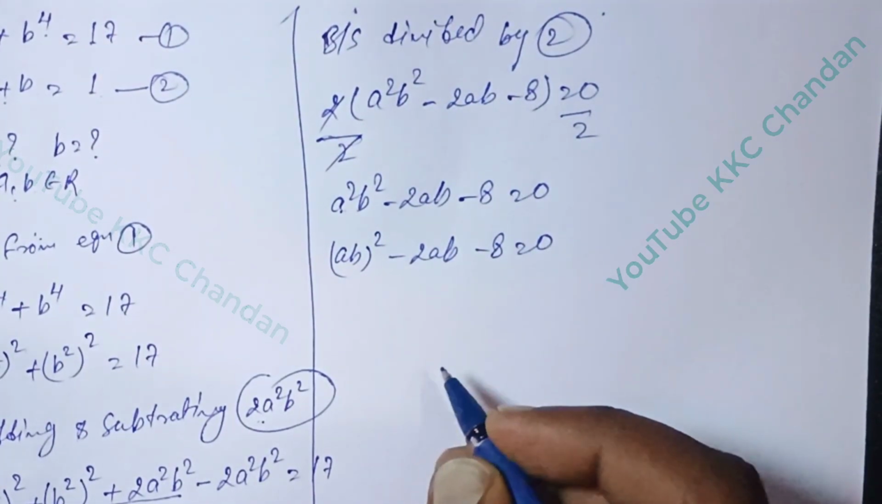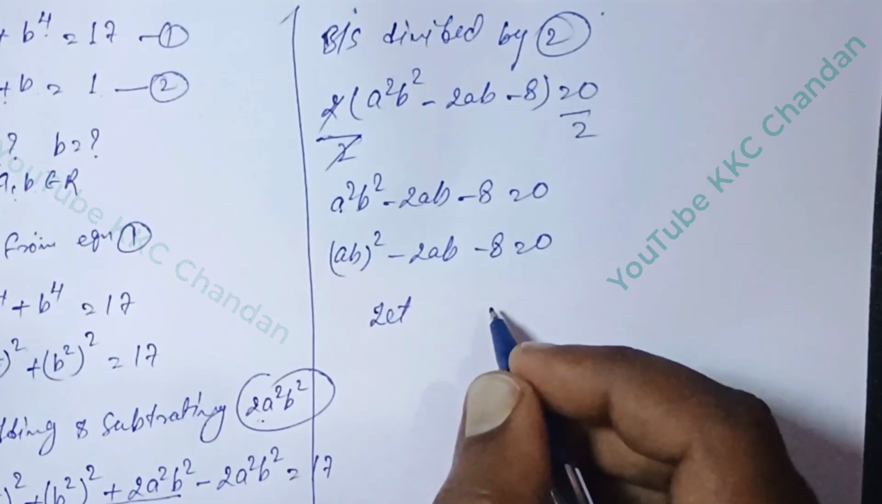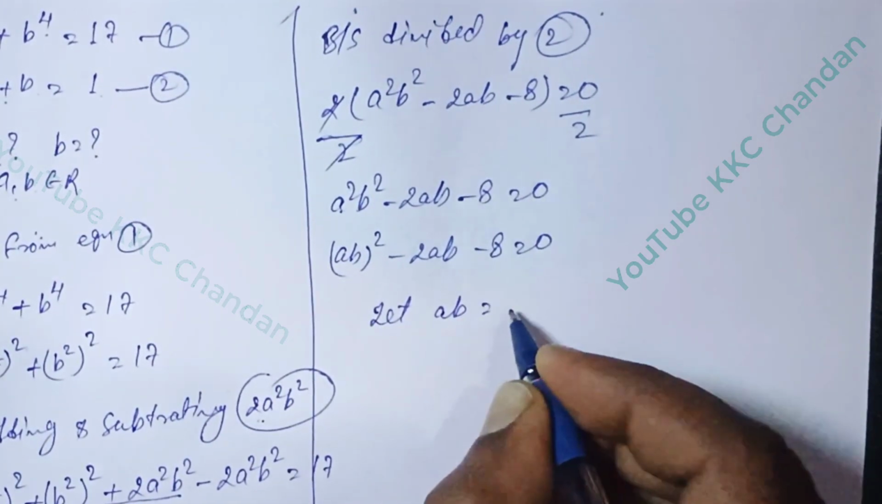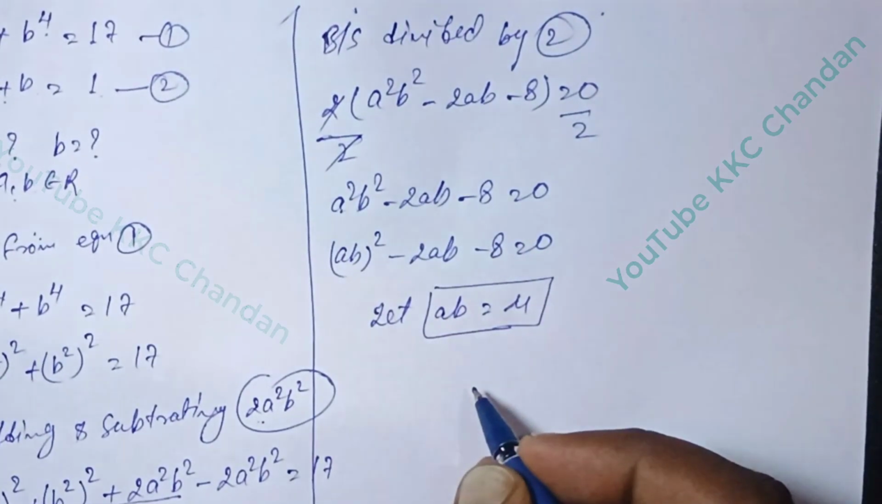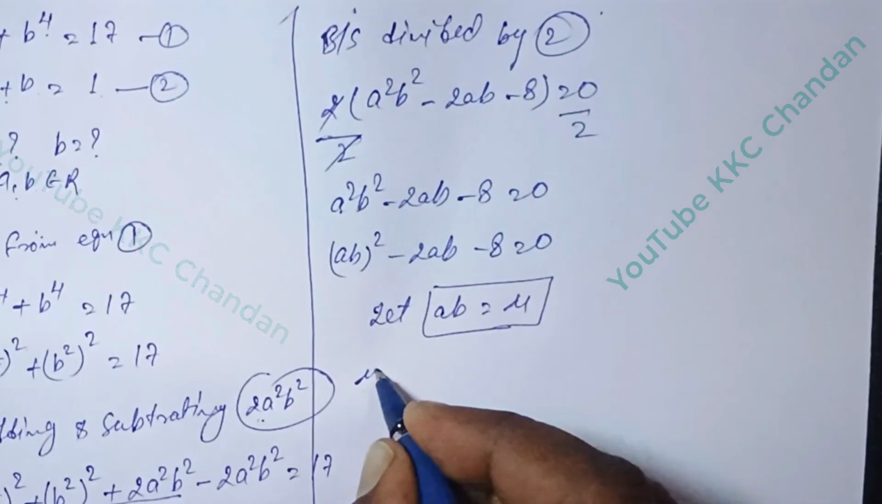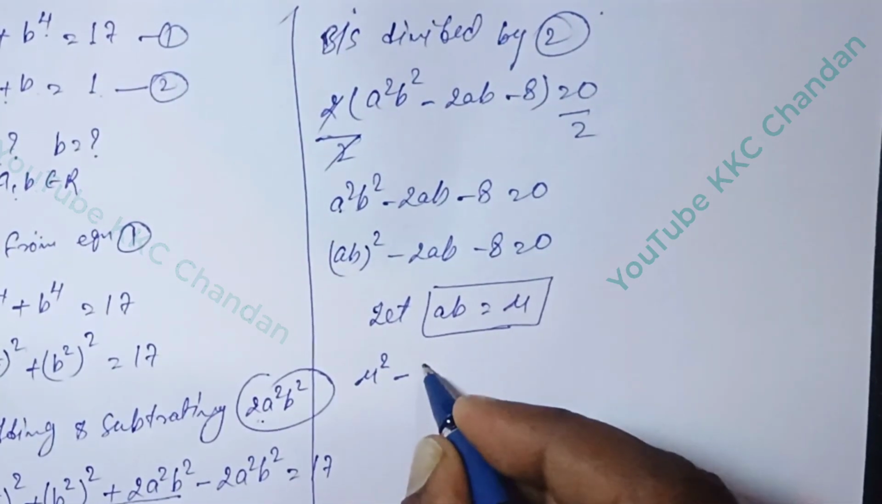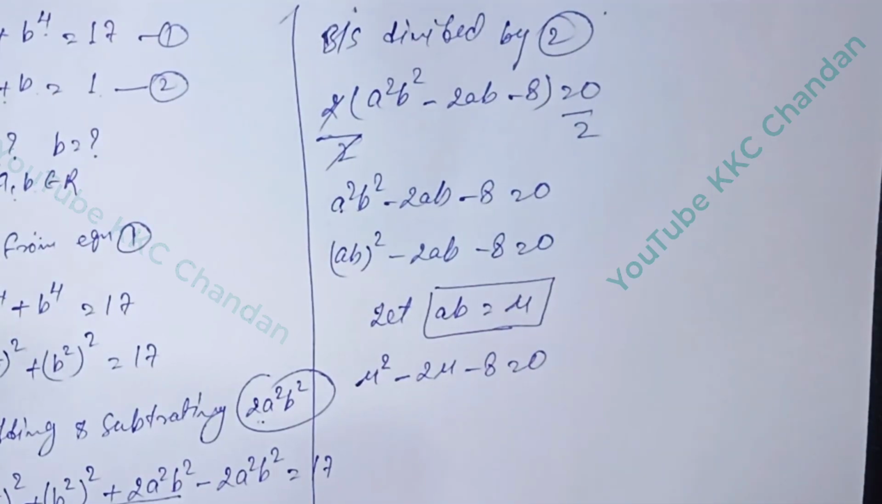After the next step, let us assume that ab is equal to u. Therefore, in place of ab put the u value. Therefore, u square minus 2u minus 8 is equal to 0.